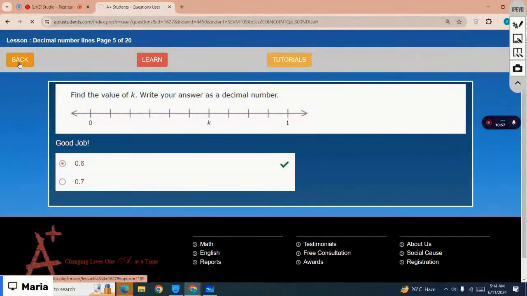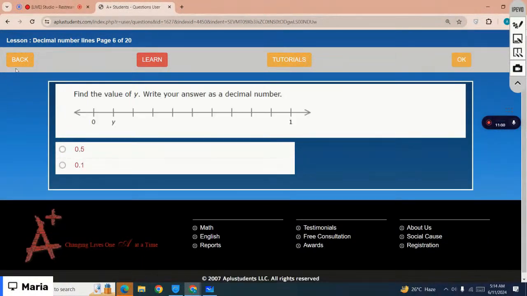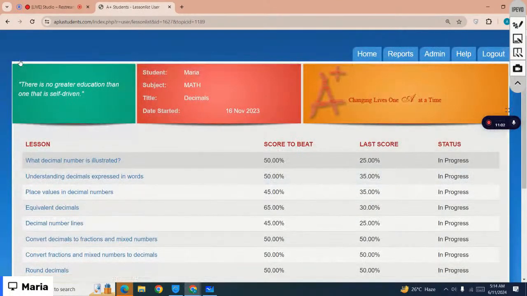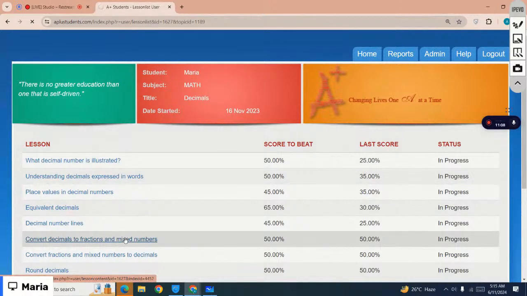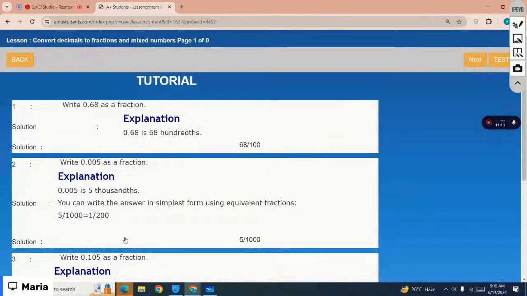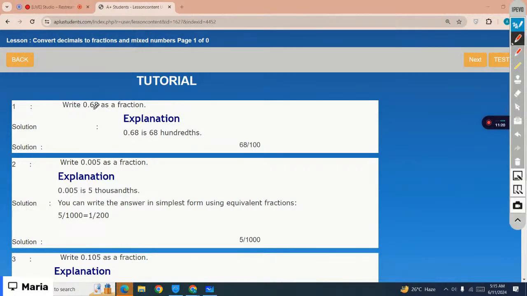And the next lesson is convert decimals to fraction and mixed numbers. So let's just start with the lesson. What is 0.68 as a fraction? So how do we convert? You have to see right after the decimal point, you have two digits. You need to remove the decimal point. When you remove the decimal point, you have to put 1 in the denominator, and because you have two digits, you need to add two zeros. That is 68 divided by 100. Got it?